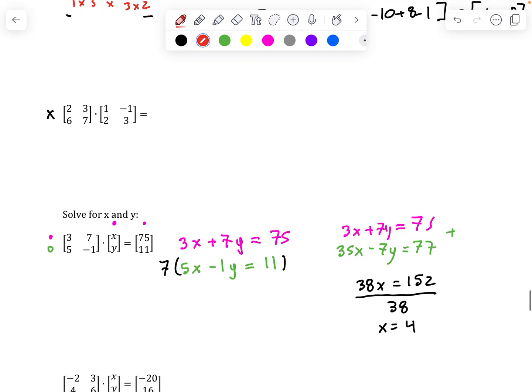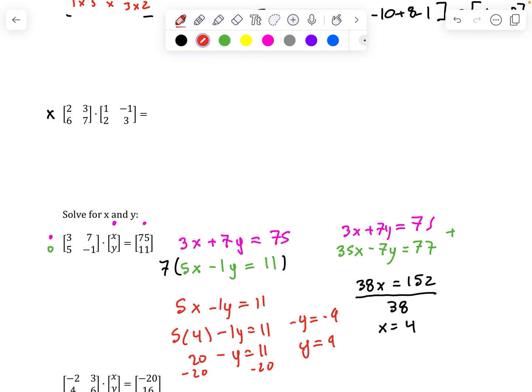After I get x is equal to 4, I just put it back into an equation. And maybe I'll choose the very first one, 5x minus 1y equals 11. 5 times 4 minus 1y equals 11. 20 minus y equals 11. Right, negative y equals negative 9, meaning y equals 9. So my solution is 4, 9.